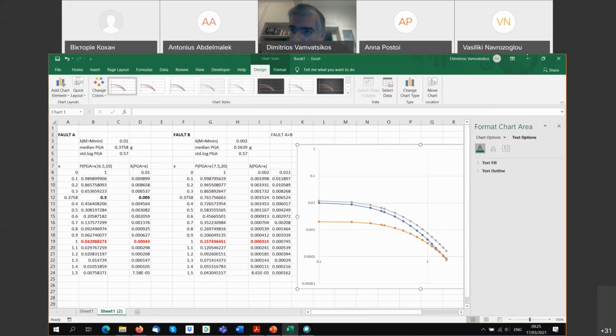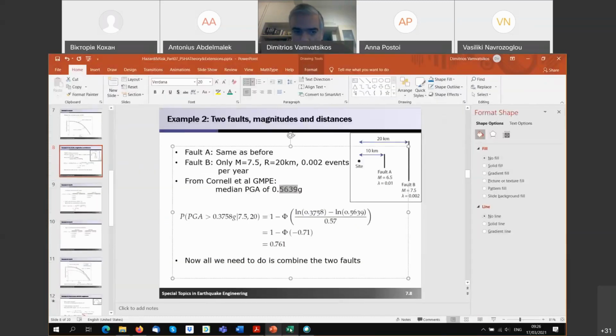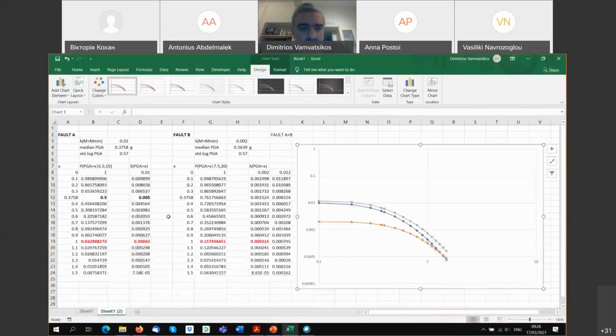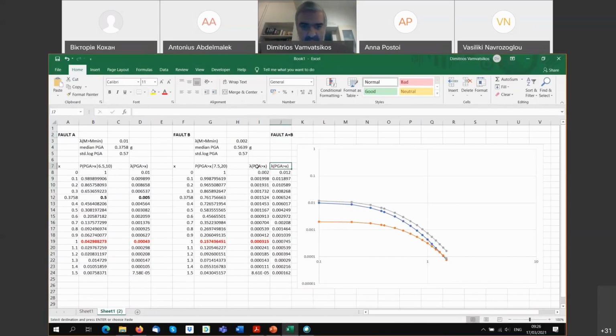I don't like it. Every time we change Excel, something weird happens. Anyway, this will be fault B. This will be fault A. This is the sum of the two faults. Okay, I'll just go back to my presentation. All I did was copy this over here, and then I just summed everything up, okay? Nothing really crazy. And back to the presentation.